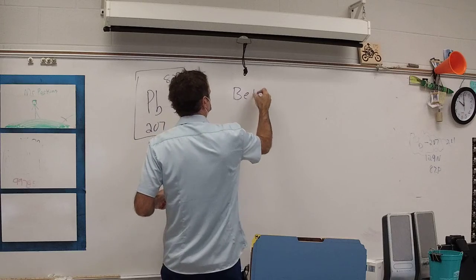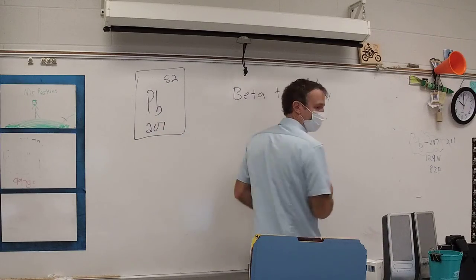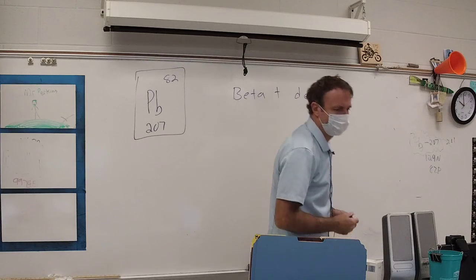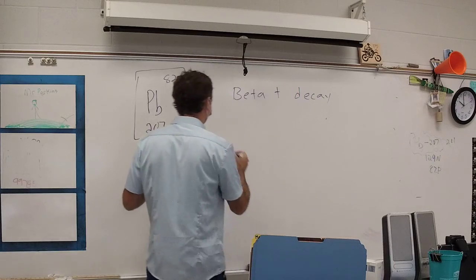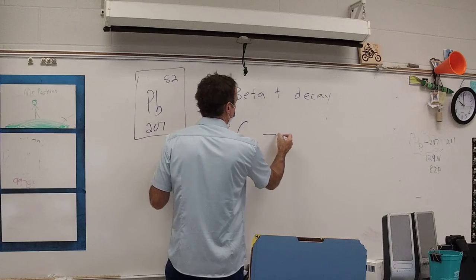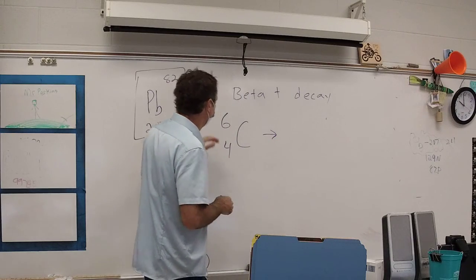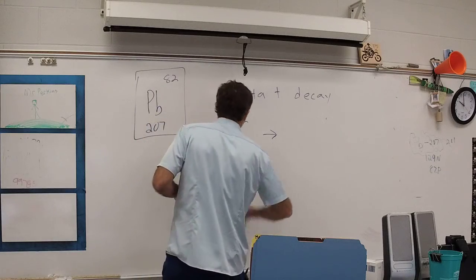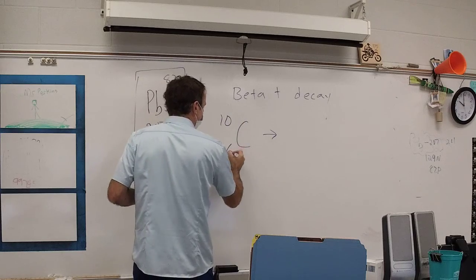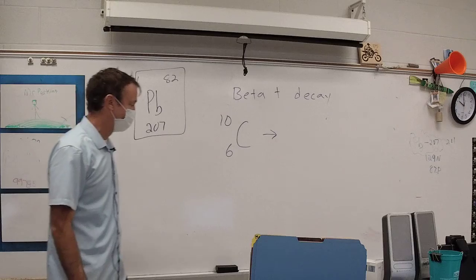Beta positive decay. Let me see if I can get an example of a good beta positive. I'm just going to look at some of my screen. All right, yeah, that sounds good. Carbon 10. All right, ready? 6 over... no, not 6 over 4 C. Carbon weighs 10. I'm stupidly writing this down. 10 over 6 C. That's carbon 10. That's a very light isotope of carbon.